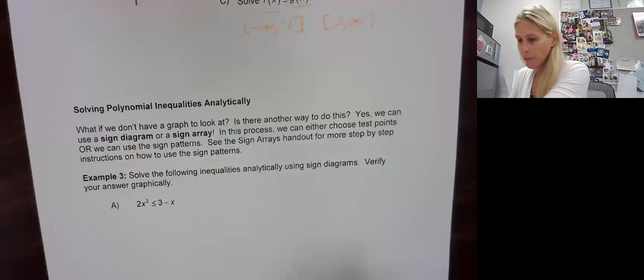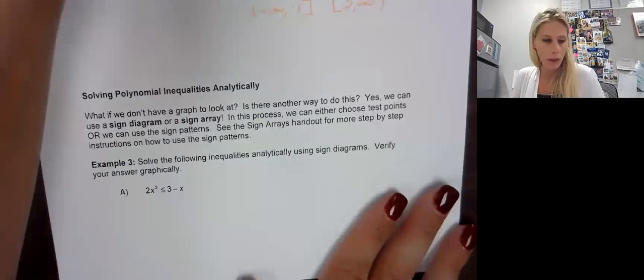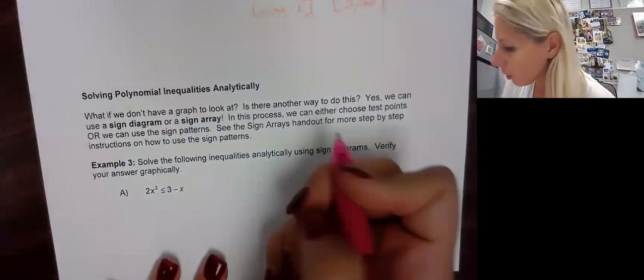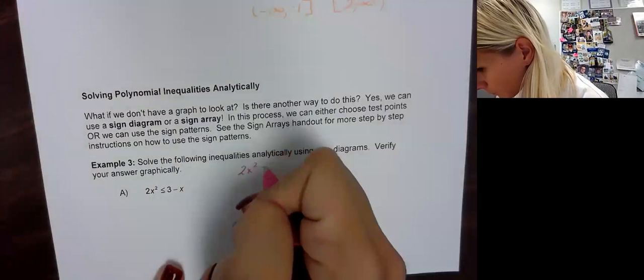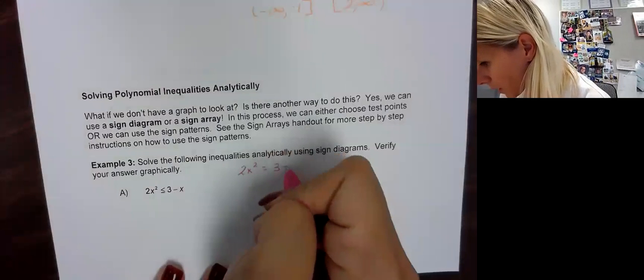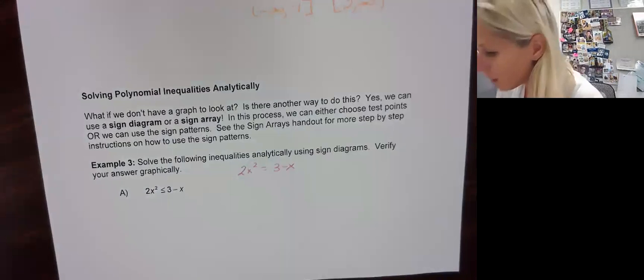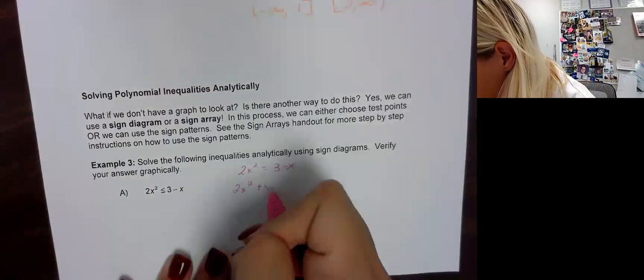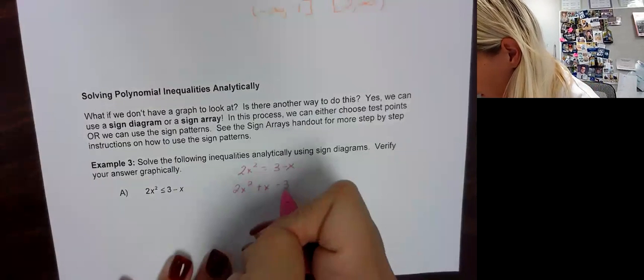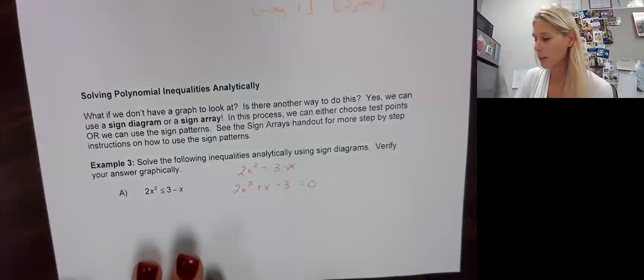So the first thing we're going to do is look at where it equals. We want to find out where it equals. So I'm going to set these two equal to each other and solve. Now it's an x squared, so I know I have to bring everything to one side and then factor out. So I get 2x squared plus x minus 3 equals 0. Now I'm going to factor that out.